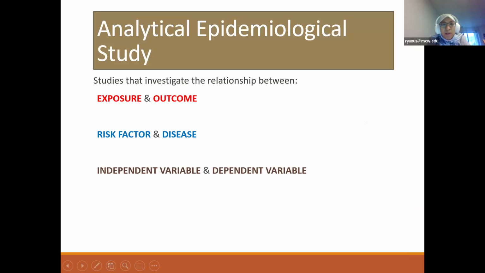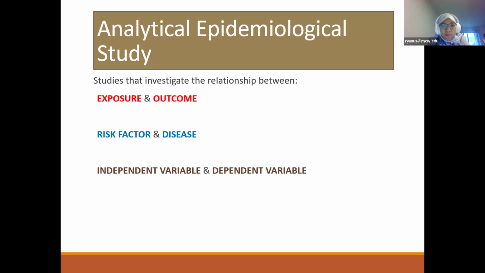Now, when we talk about analytical epidemiological study design, what we're doing is that we're trying to investigate the relationship between, as I said earlier, two types of variable, your independent variable and dependent variable. But sometimes when you read published studies, you might find different terminologies used. And so I'm sharing with you all these terms so that you become familiar with them and you know that these terms are actually referring to the same thing.